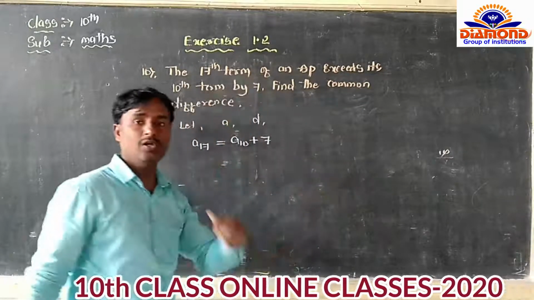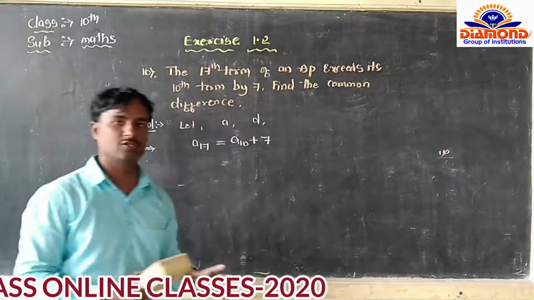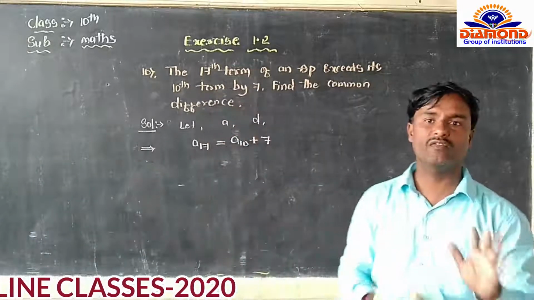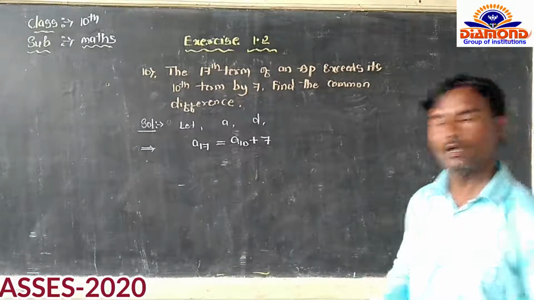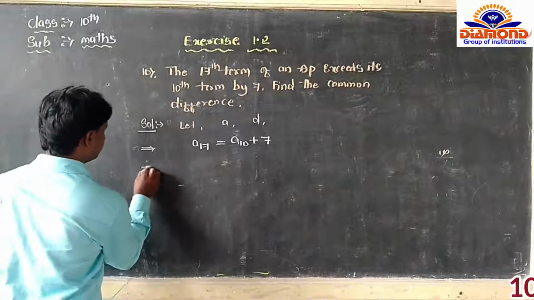10th term को 7 ज्यादा करने के बाद वो 17th term को इक्वल हो जाएगा, तो वो कॉमन डिफरेंस क्या है बोल के पूछ रहा है. What is the common difference, dear students? Okay, let us see the solution here.